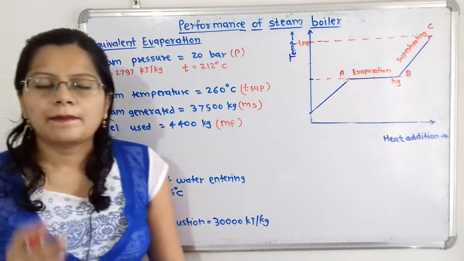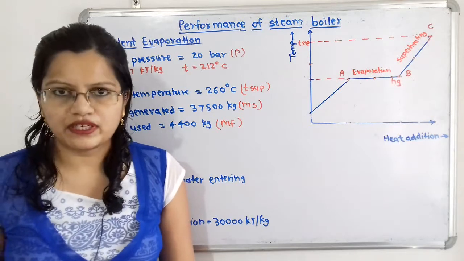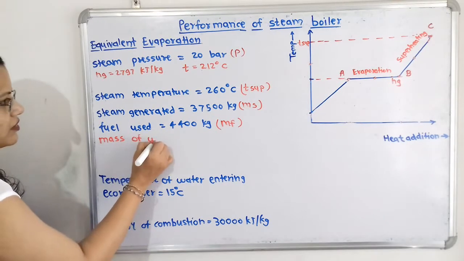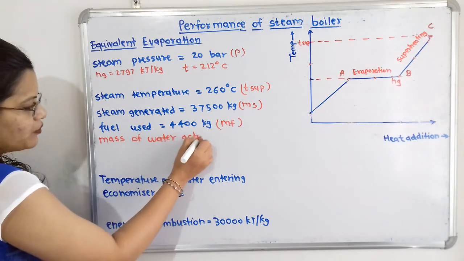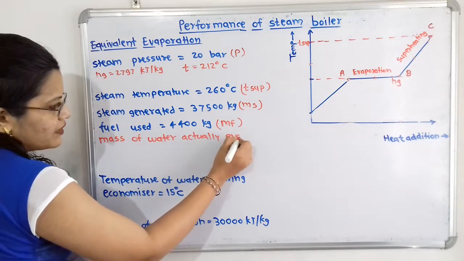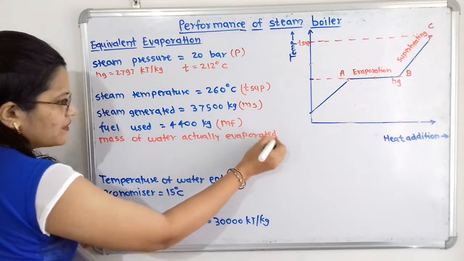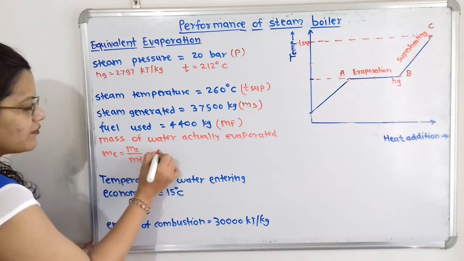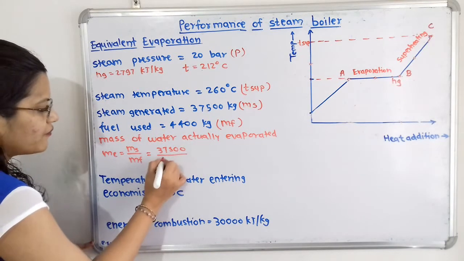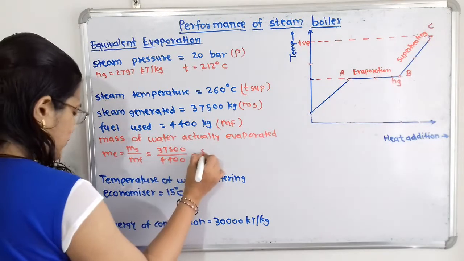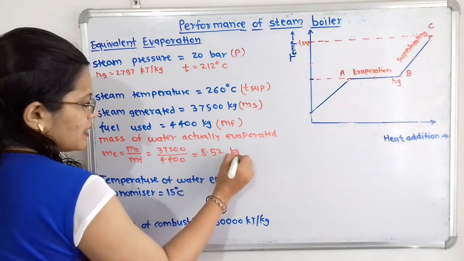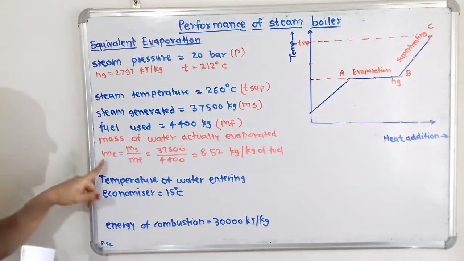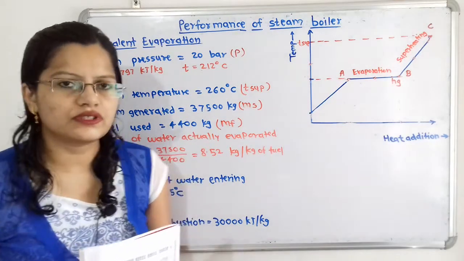So what is the mass of water actually evaporated? We have already seen that. So I will write from this, mass of water actually evaporated, that is equal to ME. So ME is equal to MS by MF, that is equal to 37,500 by 4,400, which is equal to 8.52 kilogram per kilogram of fuel. So this is the value of ME that we have to use in the formula.